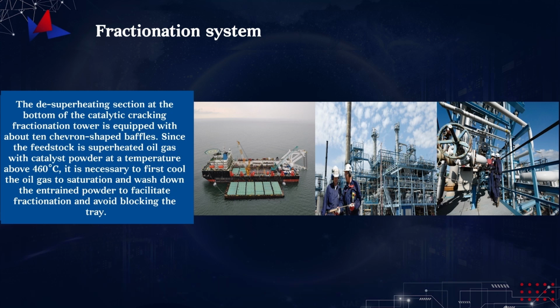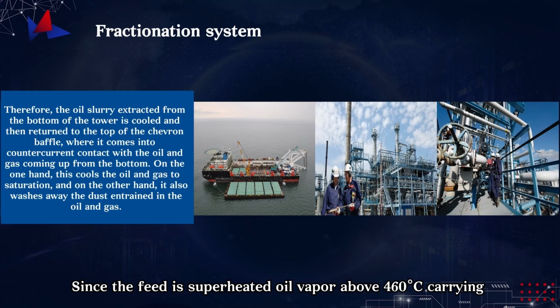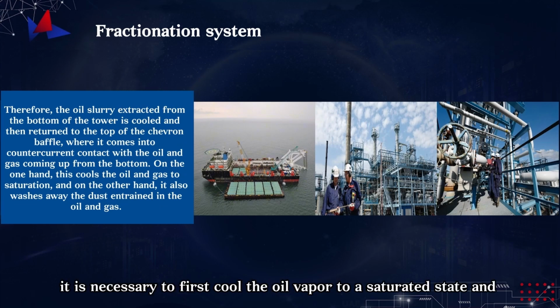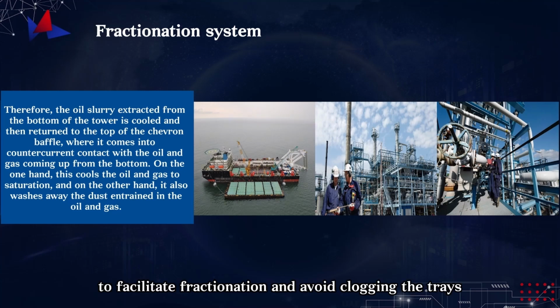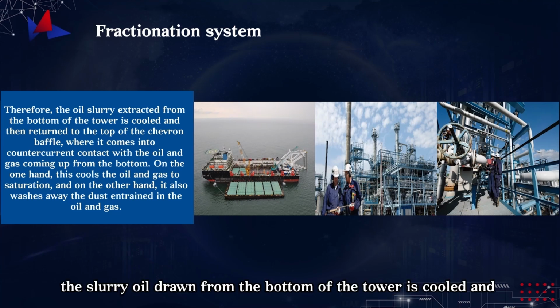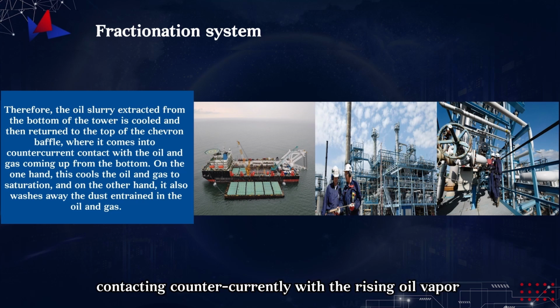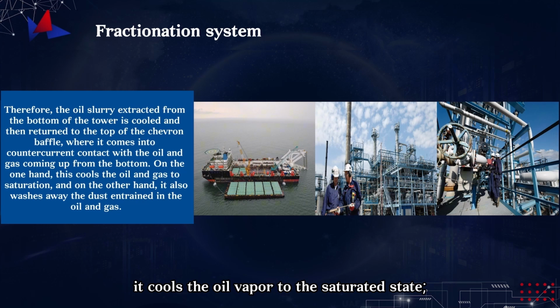Since the feed is superheated oil vapor above 460 degrees Celsius carrying catalyst powder, it is necessary to first cool the oil vapor to a saturated state and wash down the entrained dust, to facilitate fractionation and avoid clogging the trays. Therefore, the slurry oil drawn from the bottom of the tower is cooled and returned above the chevron baffles, contacting countercurrently with the rising oil vapor from the bottom. On one hand, it cools the oil vapor to the saturated state. On the other hand, it washes down the dust entrained in the oil vapor.